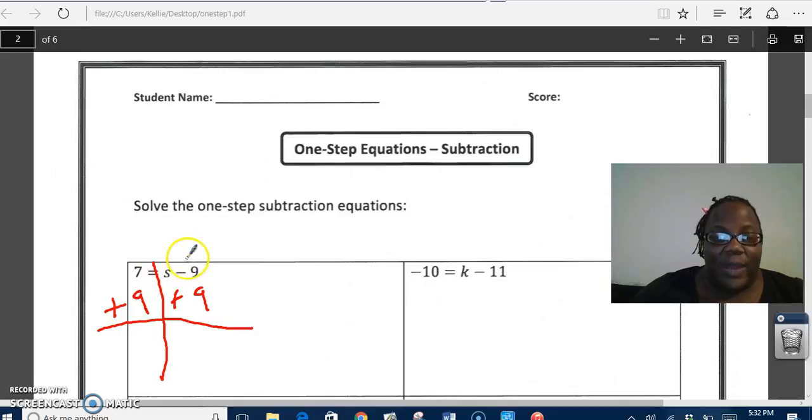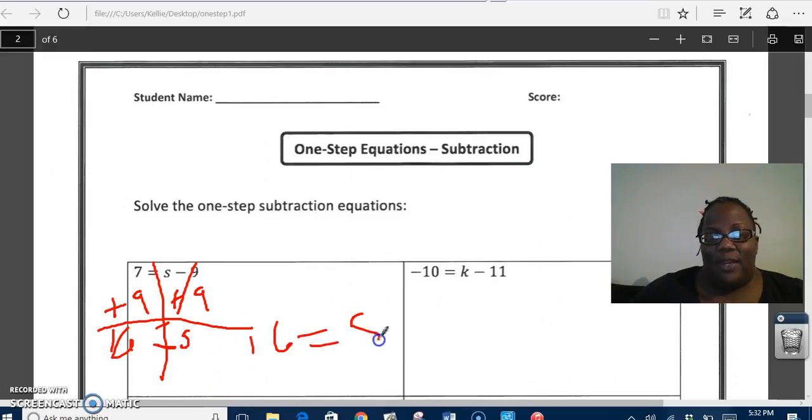So now what happens here is that -9 plus a positive 9 canceled out, leaving just s on this side. And do the simple math over here, 7 plus 9, 9, 10, 11, 12, 13, 14, 15, 16. 16 equals s. Sorry about that bad handwriting, but you get the idea.